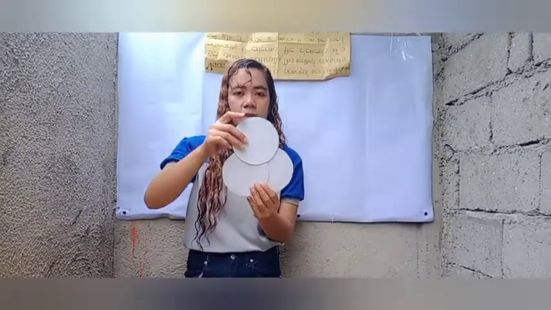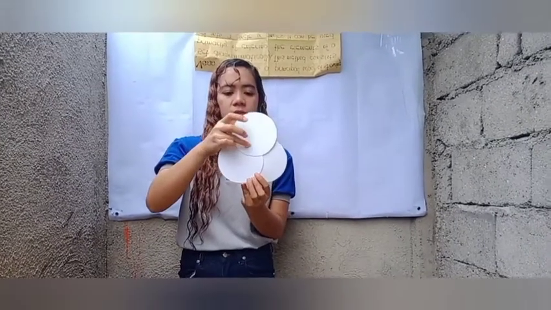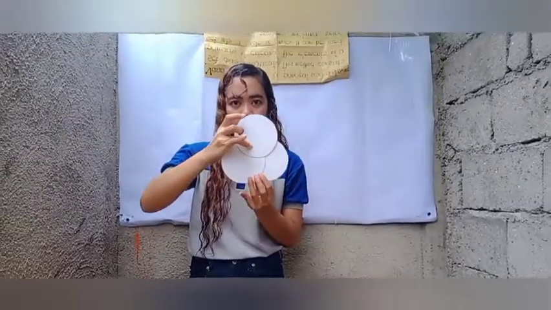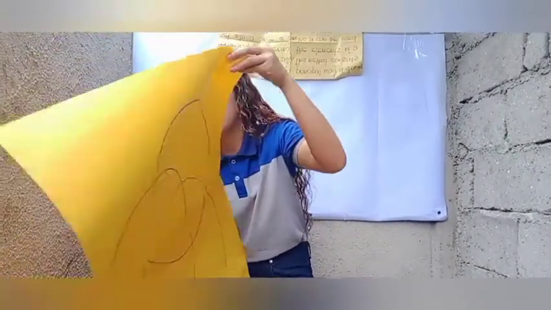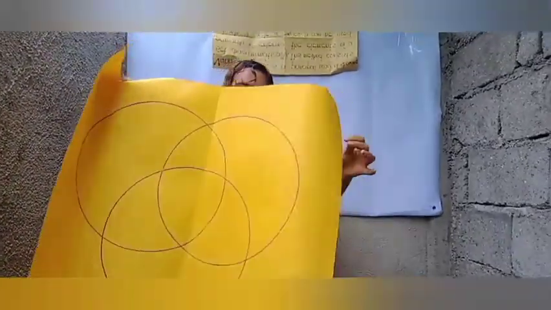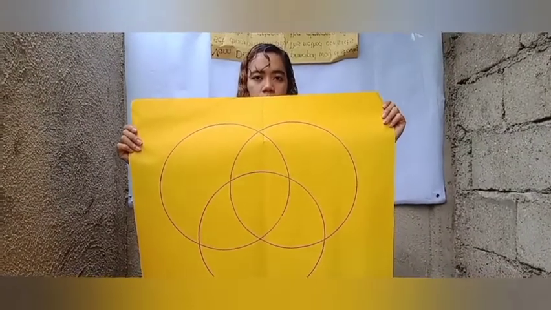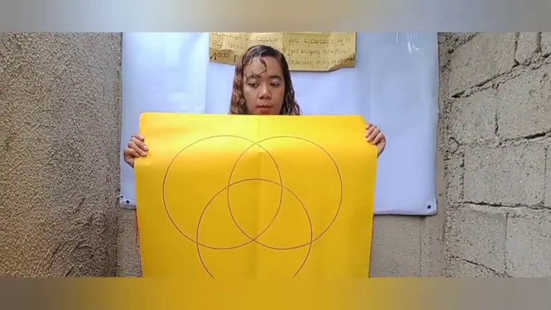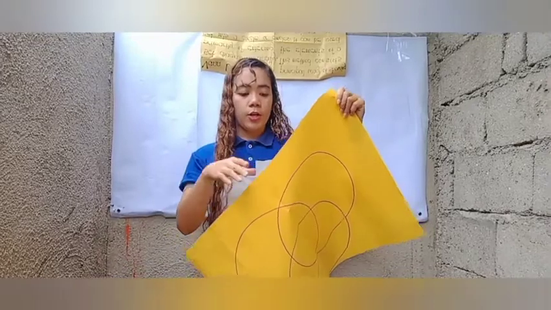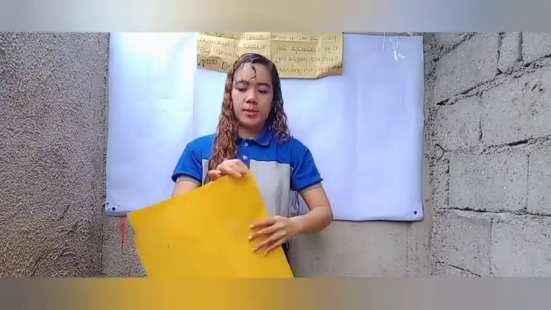Sometimes, it can also consist of three circles intersecting with each other. Just like that, the three circles. The illustration that shows the three circles in a Venn diagram is here. These are three circles in a Venn diagram, and the one that I showed to you earlier is the two circles.